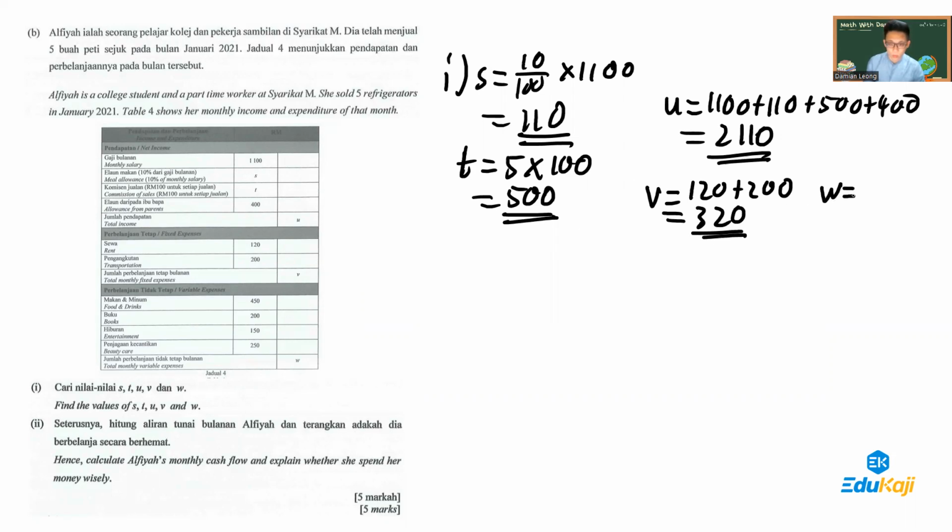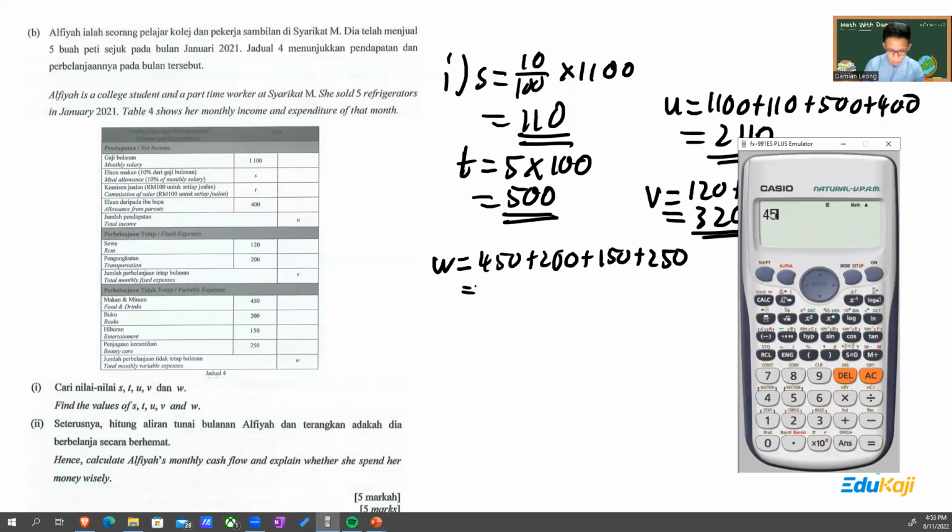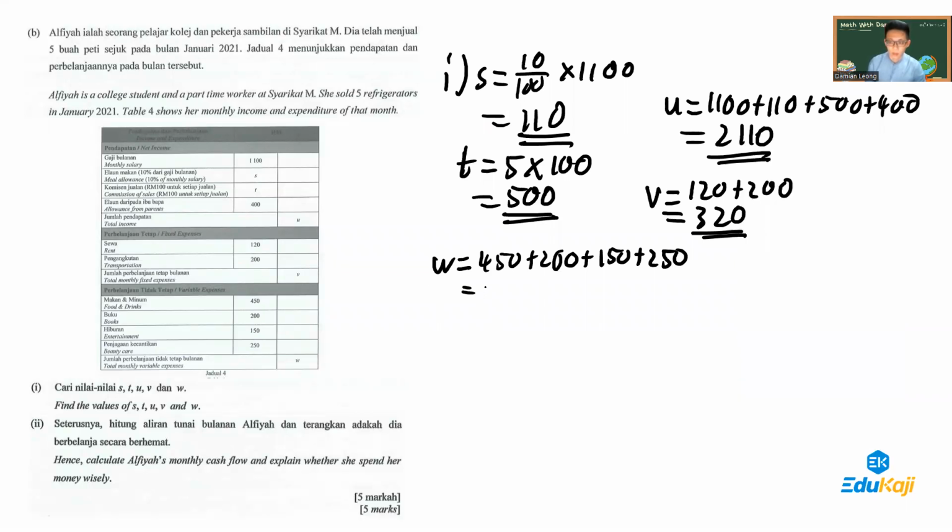W, add up all the variable expenses. 450 plus 200 plus 150 plus 250, $1,050. Those are the values of S, T, U, V and W. Then calculate Alia's monthly cash flow. Explain whether she spends her money wisely.